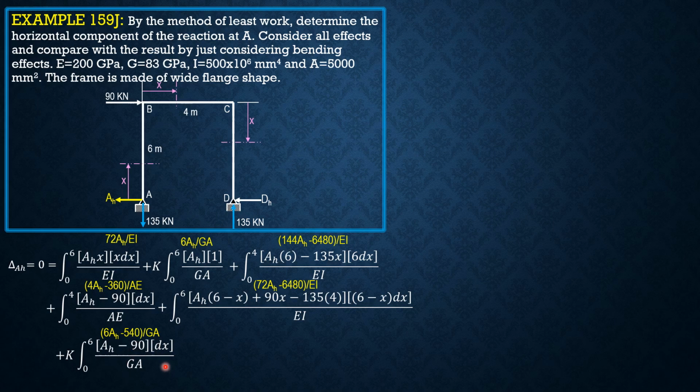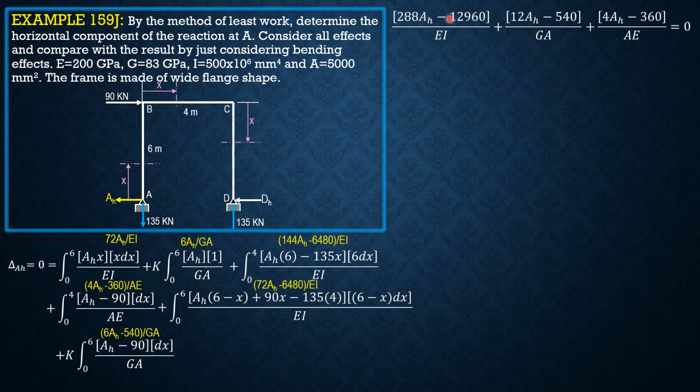So combining like terms, we have 288 AH minus 12960 over EI for the bending. For shear, 12 EH minus 540 over GA. Then for axial, 4 AH minus 360 over AE equals 0.